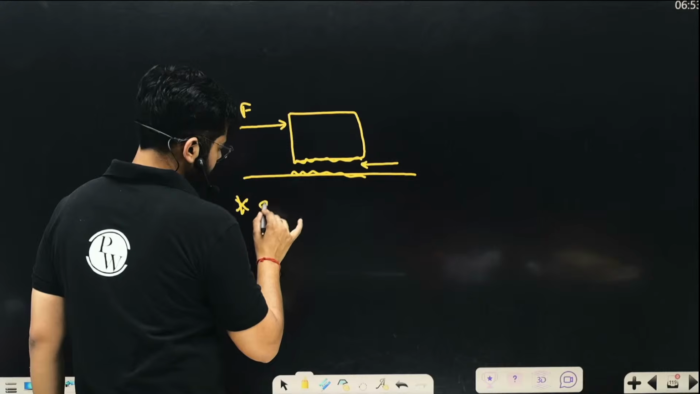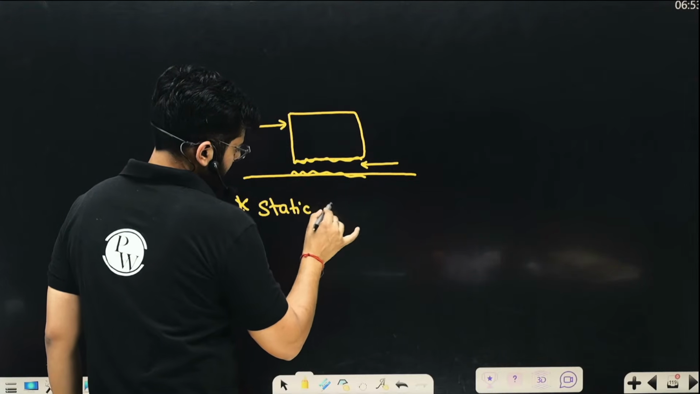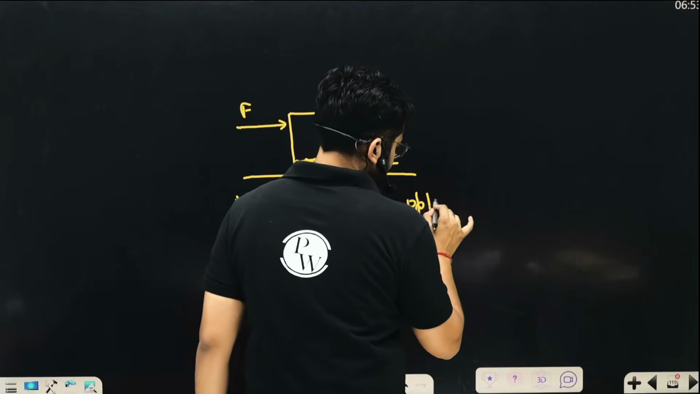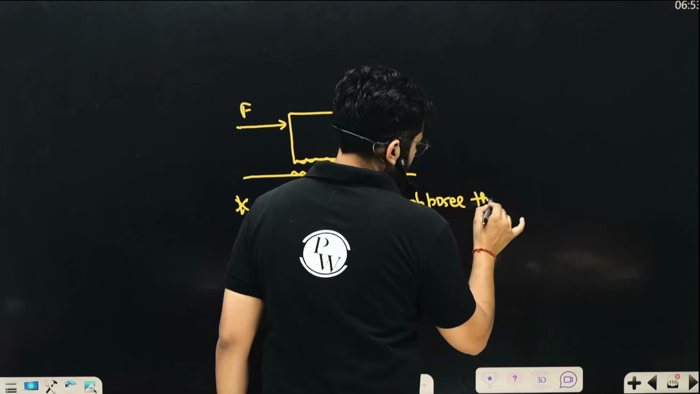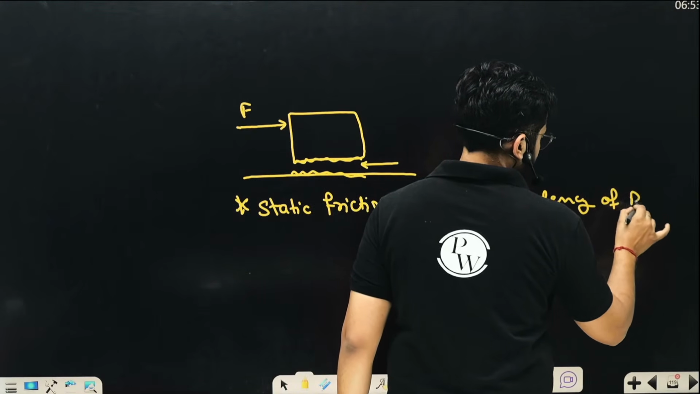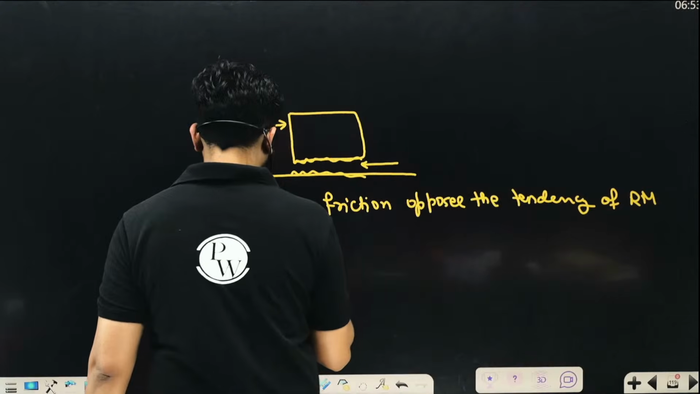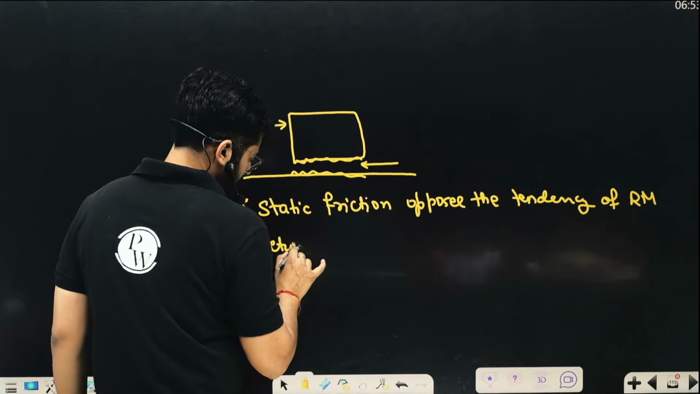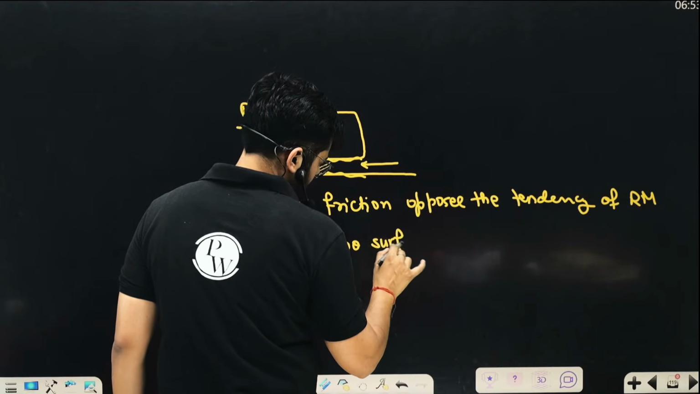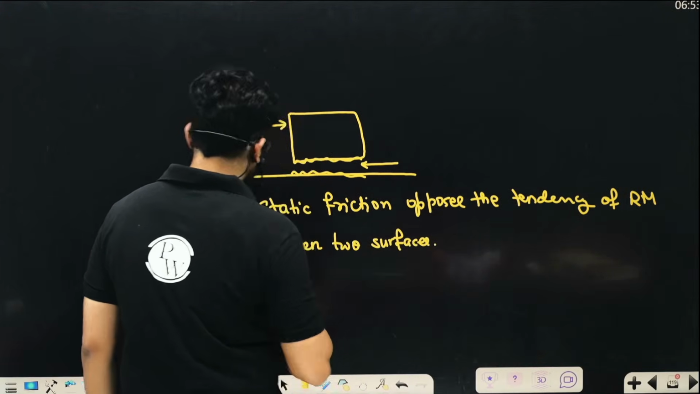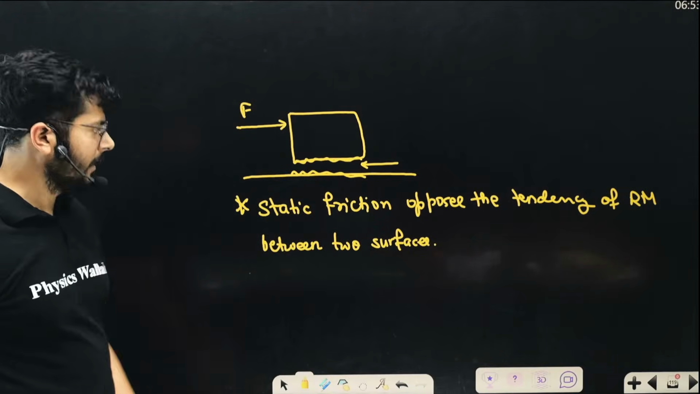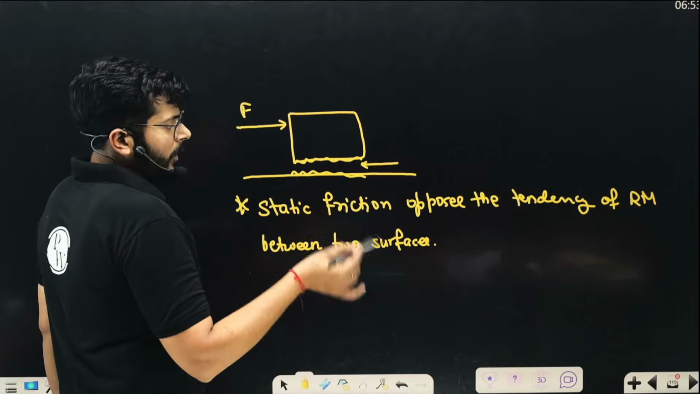Static friction opposes the tendency of relative motion between two surfaces, right? Okay. The static friction opposes the tendency of relative motion between two surfaces. And how will you get that tendency?